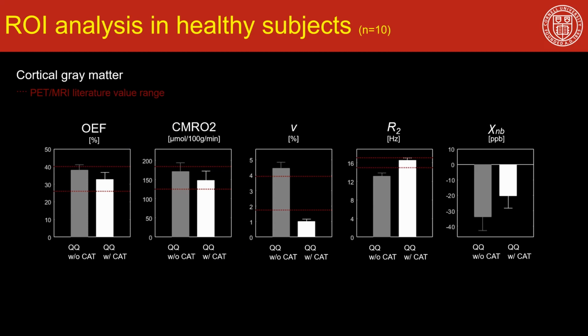QQ with CAT shows a smaller V value than the literature, whereas QQ without CAT shows a greater value than the literature. Also, QQ with CAT did not show a gray and white matter contrast in V, unlike the literature expectation. This may be caused by limited clusters using only magnitude signal time evolution in CAT.